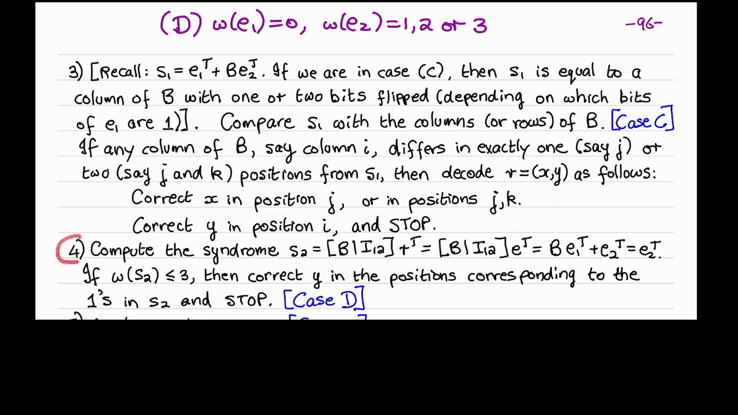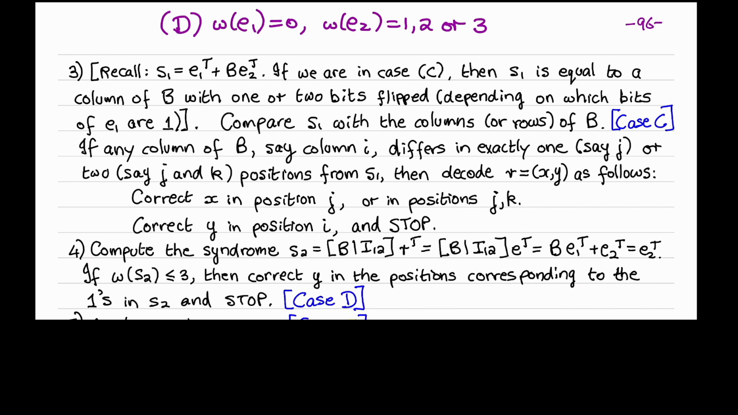Step 4 of the decoding algorithm deals with the case when the error vector is of type D. This case is symmetric to the case B. So here the left half of the error vector has weight 0, and the right half has weight 1, 2, or 3. So step 4 will be analogous to step 2.